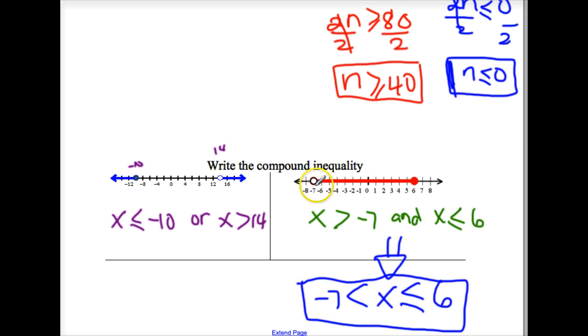You might lose points for this, but because this is our third year of math, we can write it this way. Just break them down. Open circle means I use this, closed circle means I use that, and I just combine them.